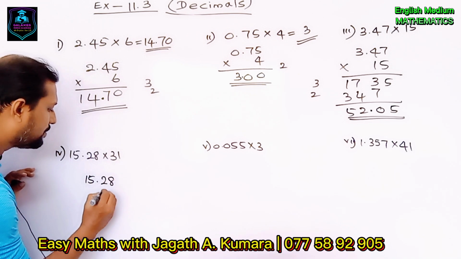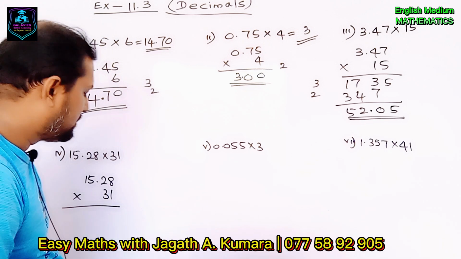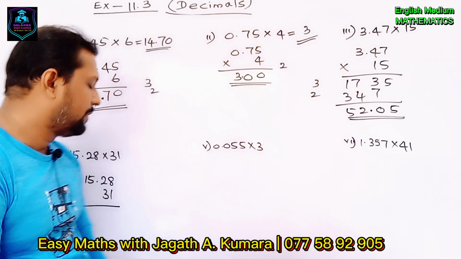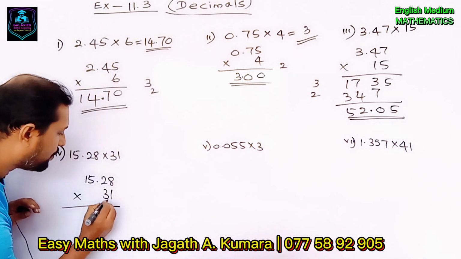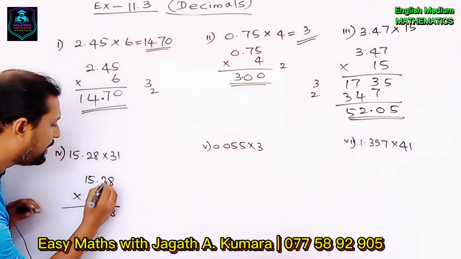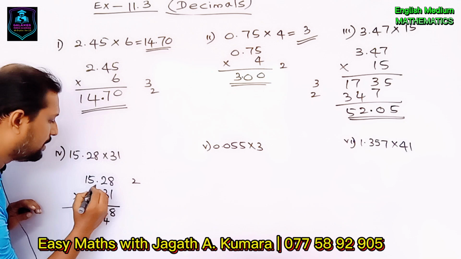15.28 multiplied by 31. Ignore the decimal point. 1528, you can multiply by 31. 1 times 8, 8. 1 times 2, 2. 1 times 5, 5. 1 times 1, 1. 3 times 8, 24, remaining 2. 3 times 2, 6.